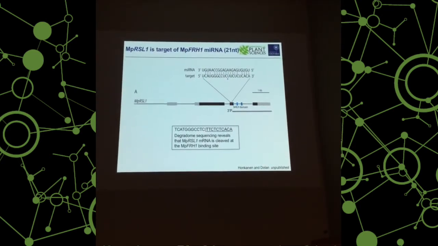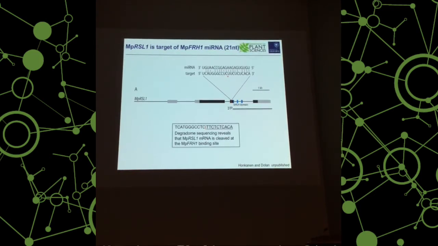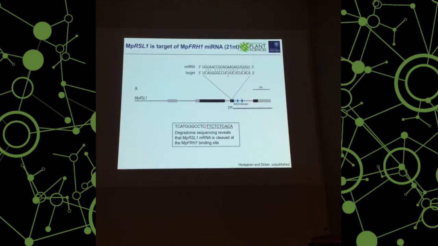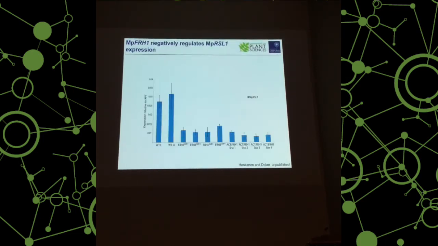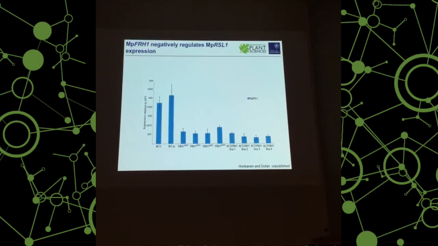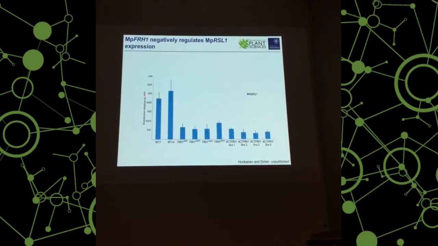So this is suggesting that we've got a positive regulator and a negative regulator. So if the microRNA is negatively regulating RSL1, then we might expect to see some effect on RSL1 transcription in the FRH1 gain of function mutant background, and that's what's presented here. So we're looking at the expression levels of RSL1. So here's wild types here.